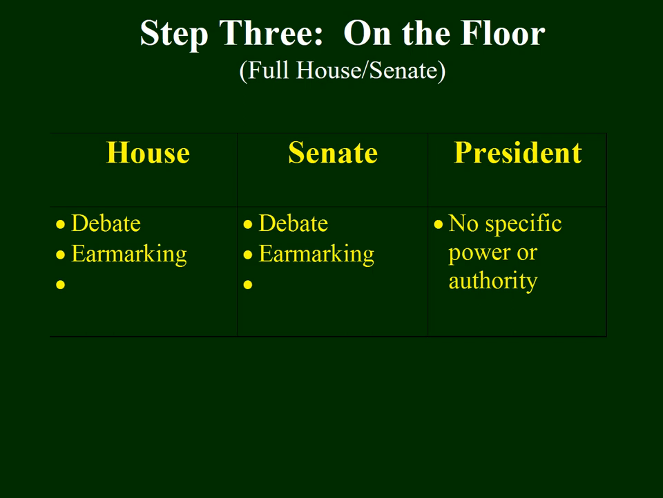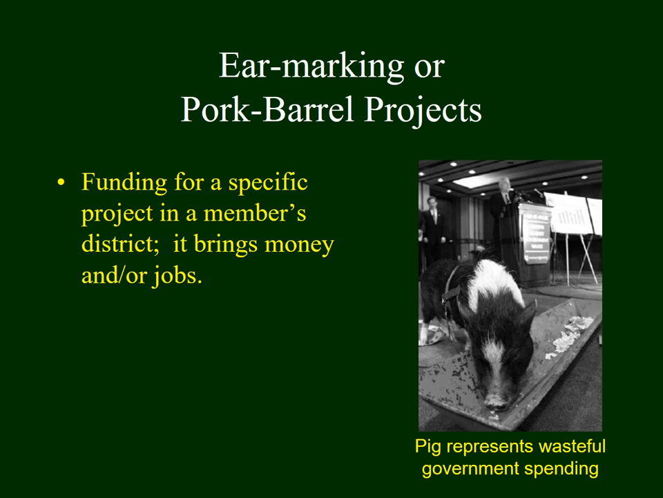In addition to debate, something else happens with step number three when the full House and Senate get to address a proposal, and that would be earmarking. Earmarking is when a member of the House or the Senate includes a specific project in a bill that's under consideration. Usually, they want to do this because maybe it will provide a special tax break to a company in their district, or maybe it's funding for a project in their state that would help to bring money and or jobs to their state.